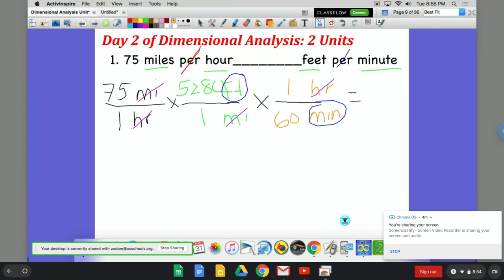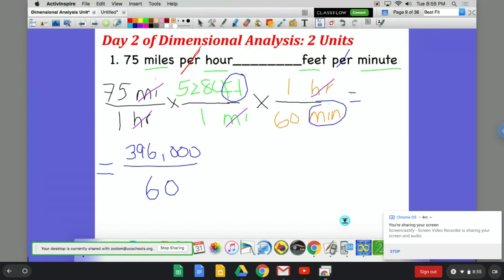So if we were to do that, I'm going to go ahead and move down here. We got 75 times 5,280, which is going to give us 396,000, all over 1 times 1 times 60, which is just 60.